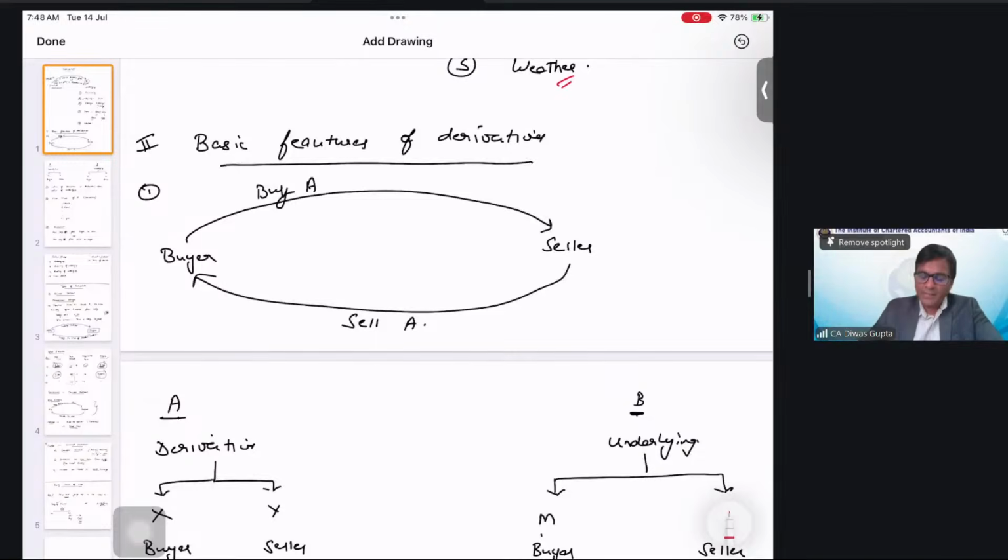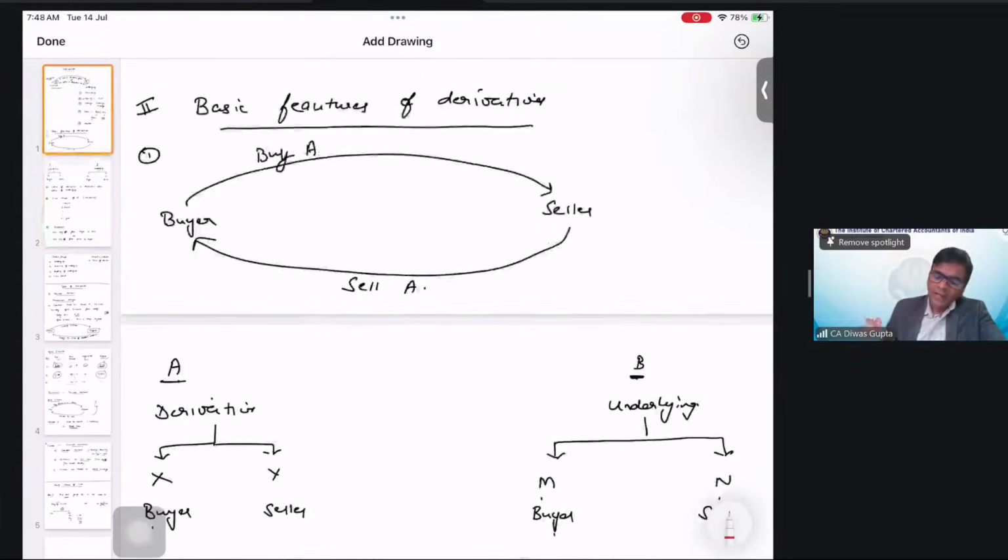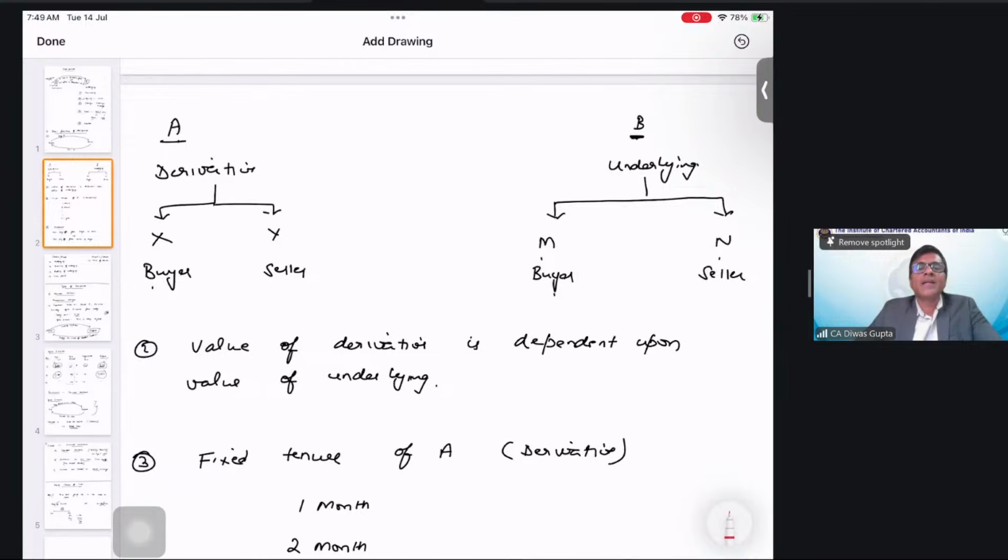Now let's talk about the A part here, right? Which is the derivative part. Now the derivatives have some basic features. There is a buyer and there is a seller. The buyer is responsible for buying the derivative, right? And the seller is responsible for selling the derivative. Now, the point that we are trying to make here is that the buyer and the seller of the derivative will be different from the buyer and the seller of the underlying. For example, for the derivative, X is buyer, Y is seller. For the underlying, M can be buyer and N can be seller. Clear? So effectively, we are saying that the buyer and seller of the derivative will be different from the buyer and the seller of the underlying.